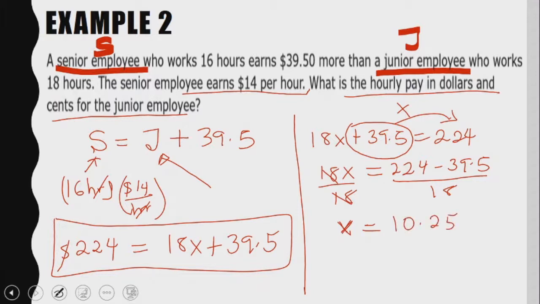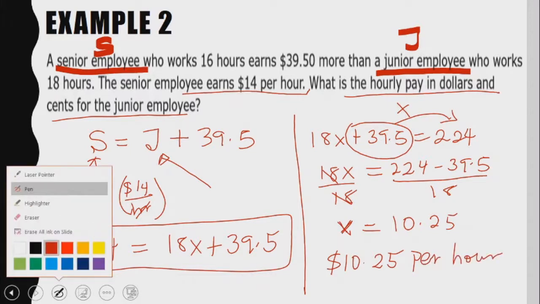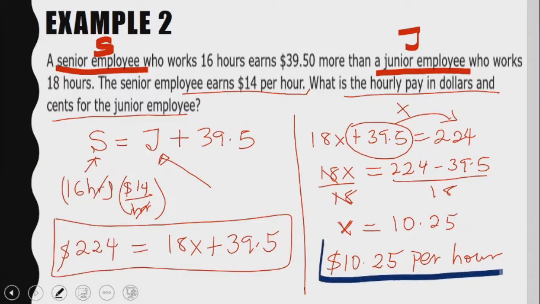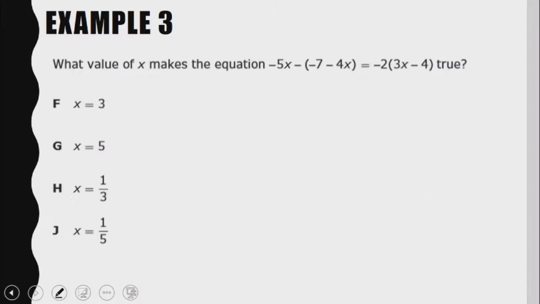So x in this case is going to be equal to 10.25. So that means the junior employee earns $10.25 per hour. And that is the answer. So the junior employee earns $10.25 per hour.